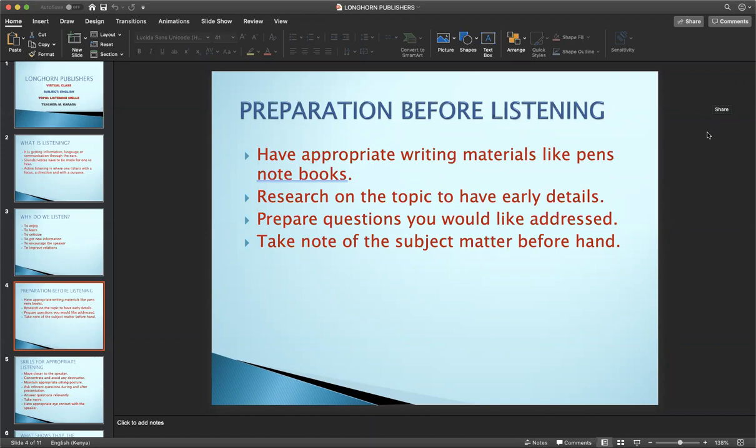And then it's always good to take note of the subject matter beforehand. Get to know the kind of topic that is going to be discussed. So as you go to listen, you have prior information about what you are going to listen to. It's always good to know what you're going to listen to, especially in arranged speeches and that kind of thing.